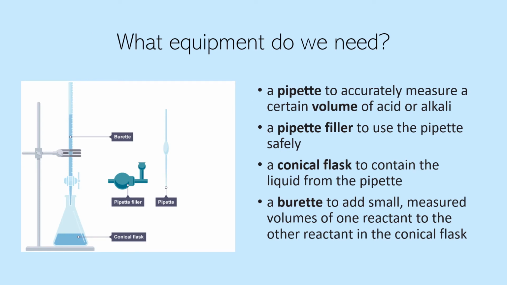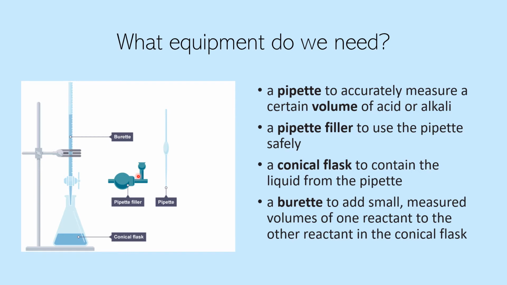Okay, so we're first going to start talking about the equipment we need. So we can see in the diagram a pipette. Okay, so this is the long thing here, this is our pipette. I'll get the laser pointer out to make it clearer. So up here, this is our pipette, and this is used to accurately measure out a certain volume of the acid or alkali. So this is normally the one that we know. The pipette filler is used to pipette it safely.